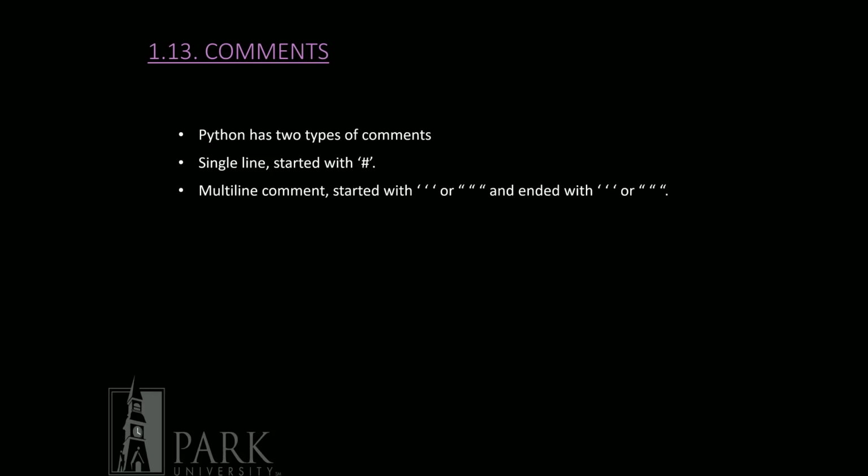Each language has its own way of writing comments. Some are more similar than others, like Java and C++ are very similar. But Python has two types of comments. We have a single line, which starts with the # or hashtag for you youngins. And then there's also a multi-line comment that starts with a triple single quote or a triple regular quote, right?